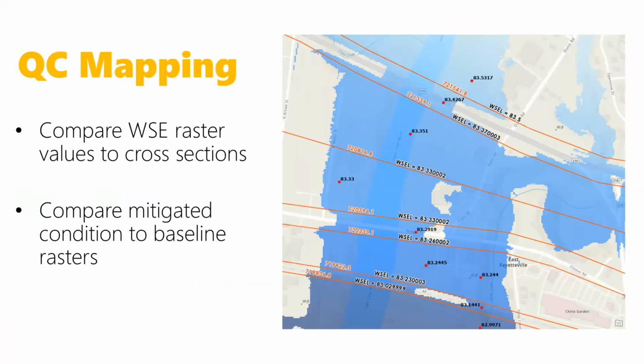Obviously, a lot of QC is needed when we're doing this process. We're working with huge rasters. One way that we checked our elevations to make sure we were on the right track was by extracting elevations just at random points throughout the raster, and then checking the elevation value there to make sure it coincides with what we have for our cross-section values.